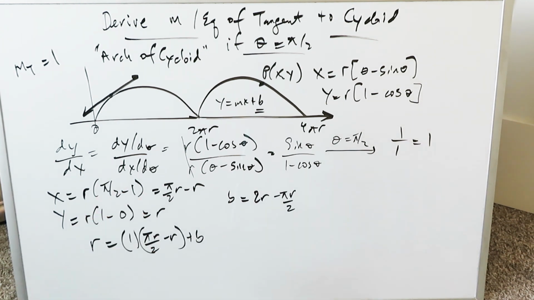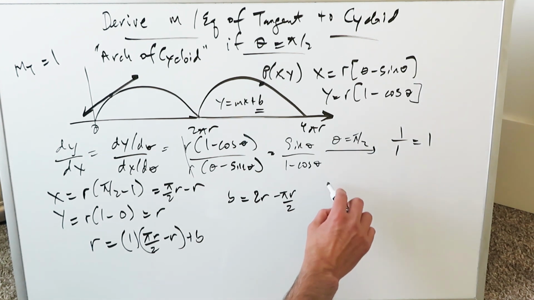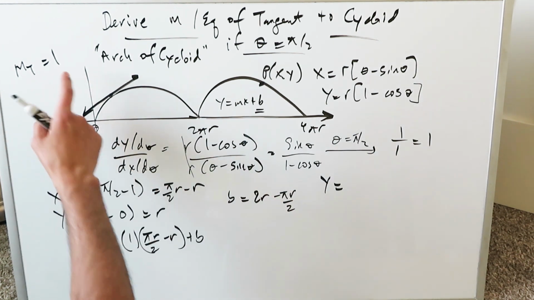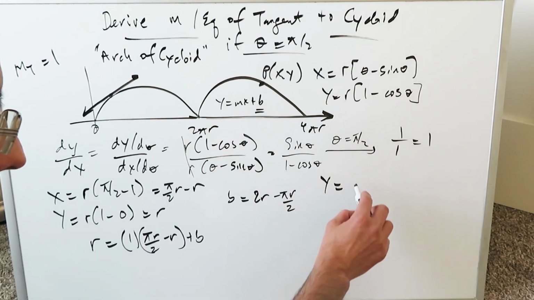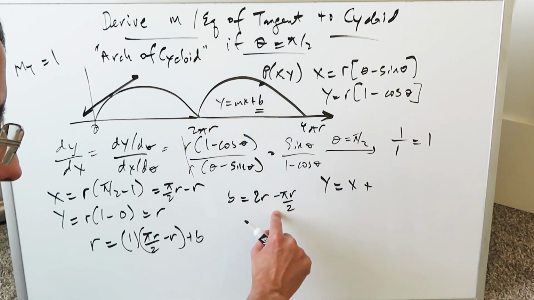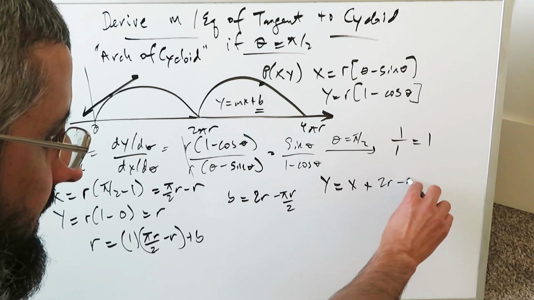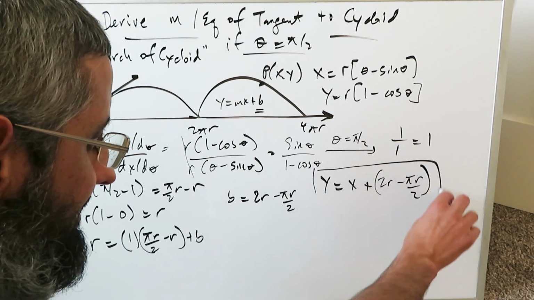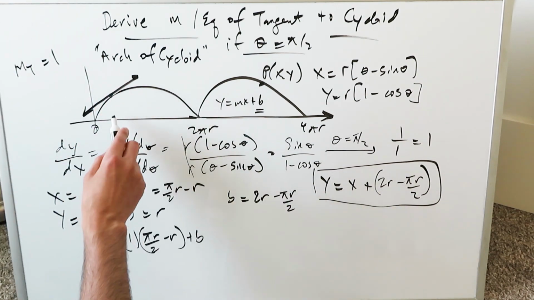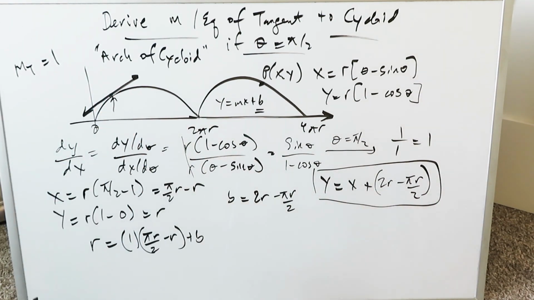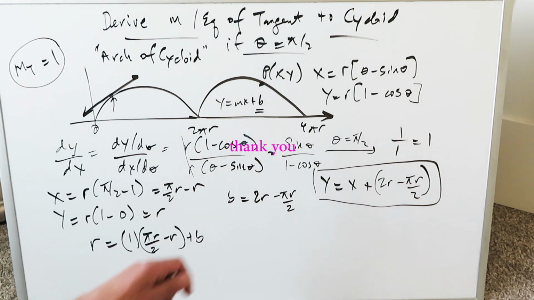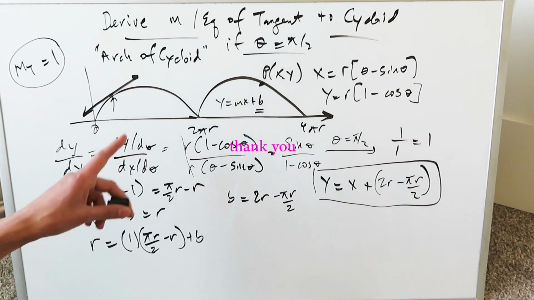I now have everything I need to determine the equation of the tangent line, which is y is equal to m, which you know is 1. It's meaningless to write a 1, but you have x plus b. B is all of this: 2r minus pi r over 2. If you want, you can separate this out, but this right here represents the equation of this tangent line at this point where theta is equal to pi over 2, and you know the slope of that tangent line was 1. But this is all I wanted to present to you with regards to the tangent of this cycloid, a differential calculus application.